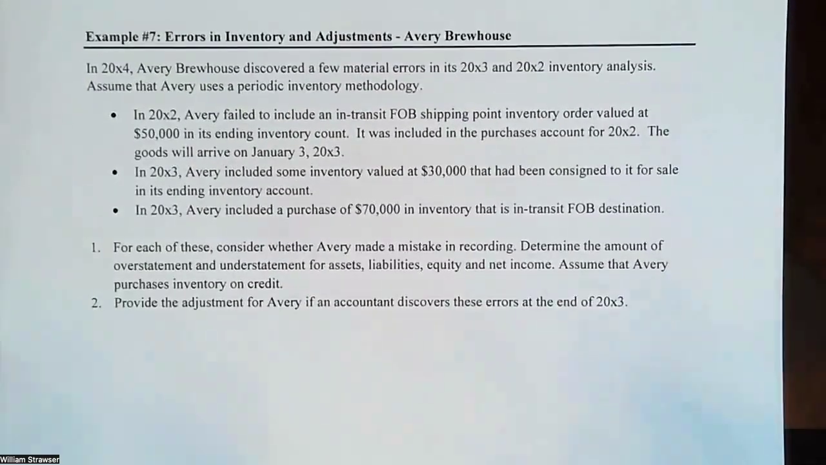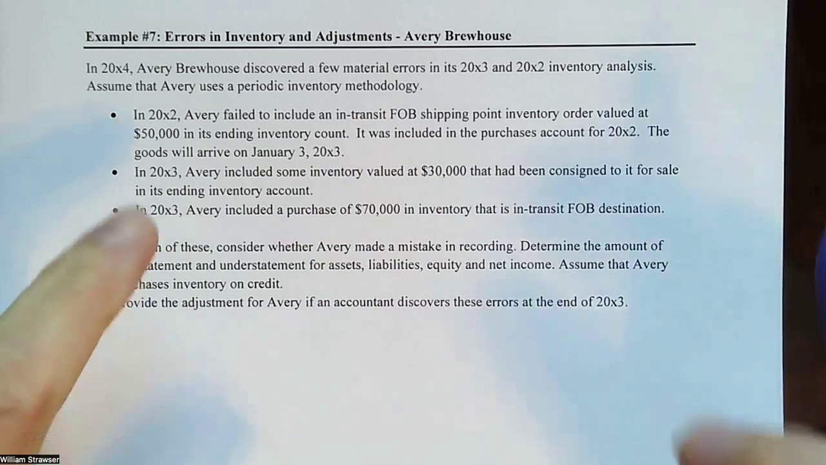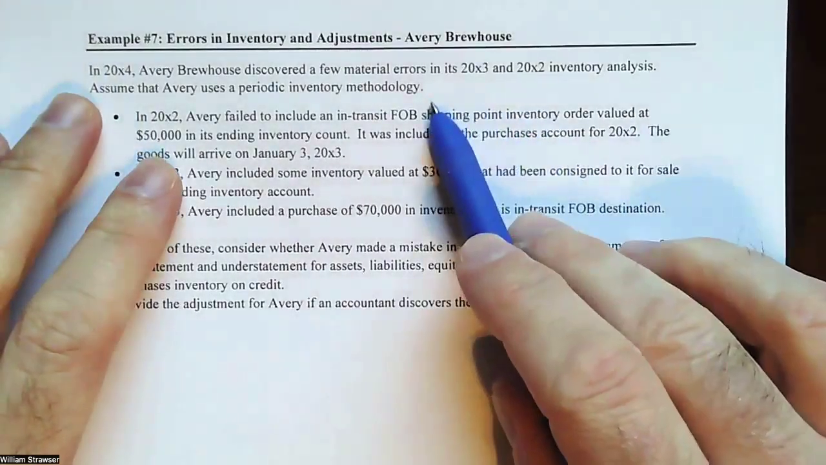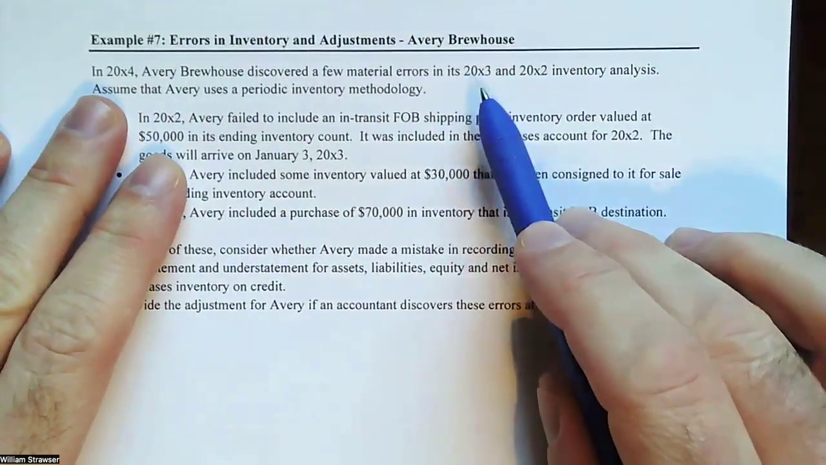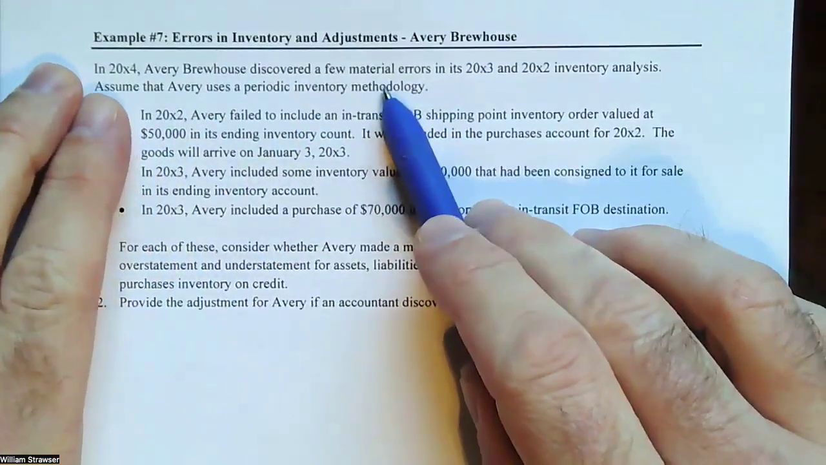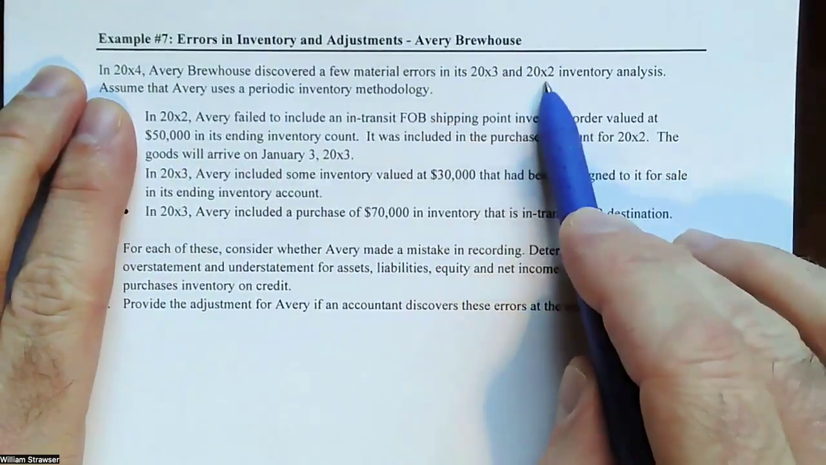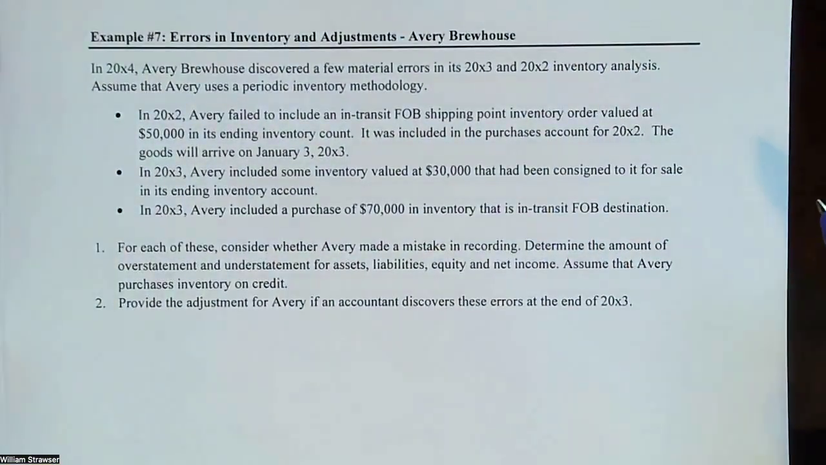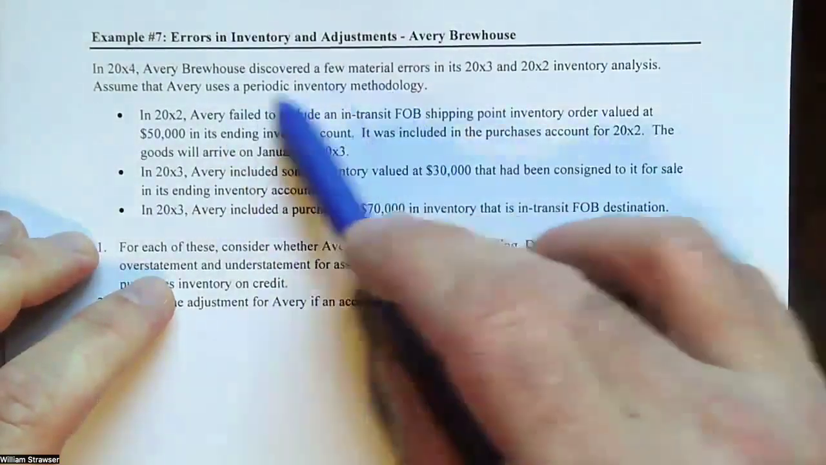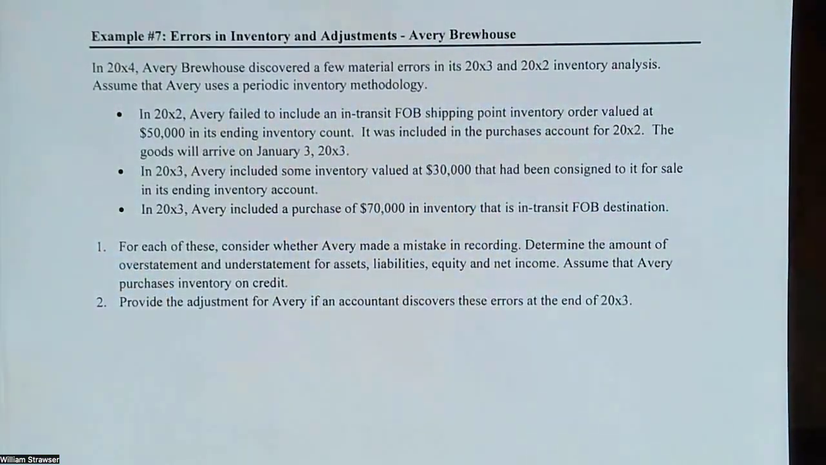This one has 2 years, and so it has the potential for there to be errors carried over into the next period, which I think is a natural extension of inventory error analysis. And we've got Avery Brew House, and they are looking at their 20x4. They're looking at some errors from the prior 2 years, 20x3 and 20x2. We're going to assume that they use a periodic inventory methodology.